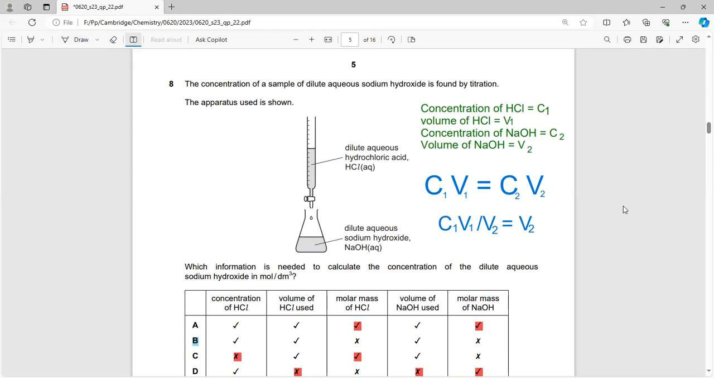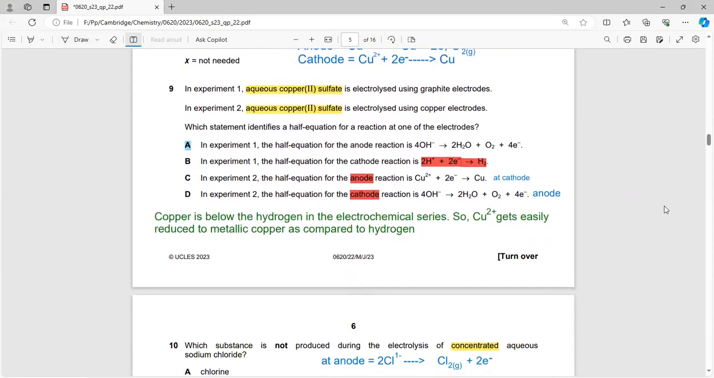Which information is needed to calculate the concentration of dilute aqueous sodium hydroxide? According to the given formula, we need the concentration of hydrochloric acid, which is correct, and the volume of hydrochloric acid, which is correct. We don't need the molar mass of hydrochloric acid. We need only the volume of sodium hydroxide, and we don't need the molar mass of sodium hydroxide. So B will be our correct answer here. We can proceed to question number 9.